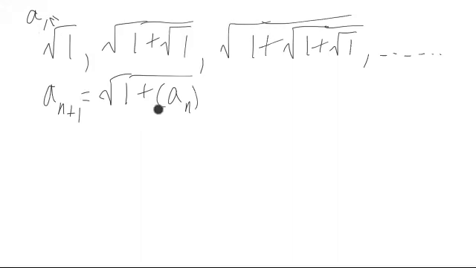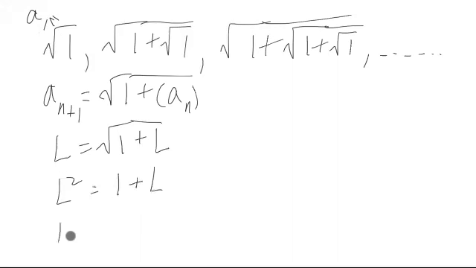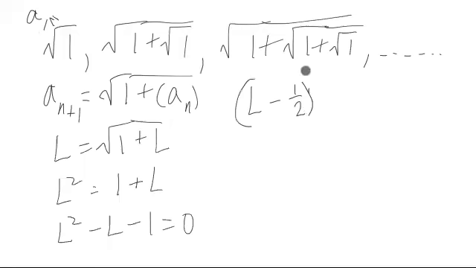Now, if we take a limit of both sides, they both go to the same limit, and then squaring, we have L squared minus L minus 1 equal to 0. Complete the square, we get L minus a half squared, and that's going to be equal to 5/4. Then square rooting, we get the square root of 5/4 plus or minus a half.